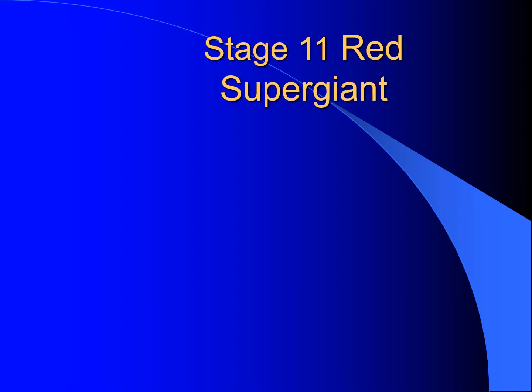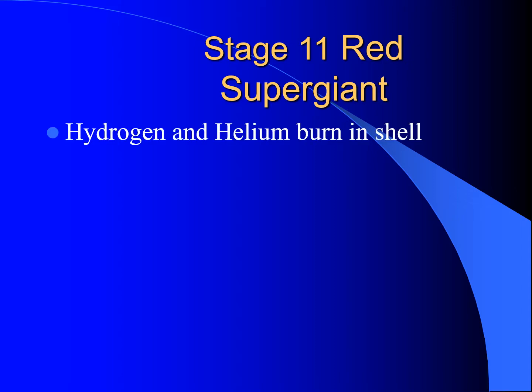Once the helium has fused to carbon in the core, the helium will begin to fuse in a shell around the core, and the hydrogen will continue to fuse in a shell surrounding the helium and the carbon core. So this ends up bringing us to stage 11, the red supergiant. The star is going to be cooler as it expands due to the fusion that takes place in the outer layers. That's what causes it to expand.